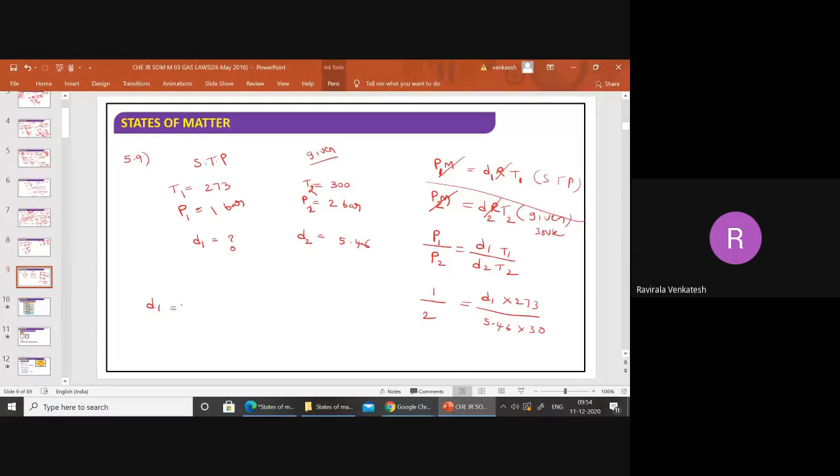Now what will D1 be? D1 is equal to 5.46 into 300, divided by 273 into 2. After substitution, solve this and you will get the density, whatever it may be. Understood?